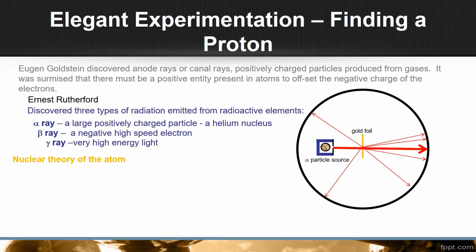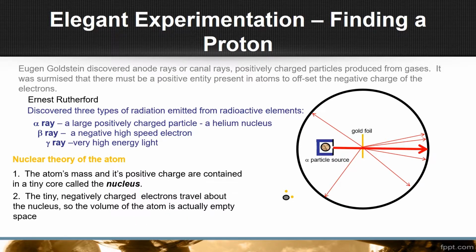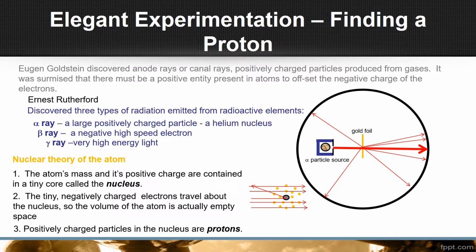Now, here are the tenets of this theory. The atom's mass and its positive charge are contained in a tiny core called the nucleus. The tiny negatively charged electrons travel about the nucleus, so the volume of the atom is mostly empty space. Materials are naturally charge neutral, so there must be just as many positively charged particles in the nucleus as electrons traveling about it. These positively charged particles he called protons. This recognition of the nuclear atom is why Rutherford is usually attributed to the discovery of the proton.